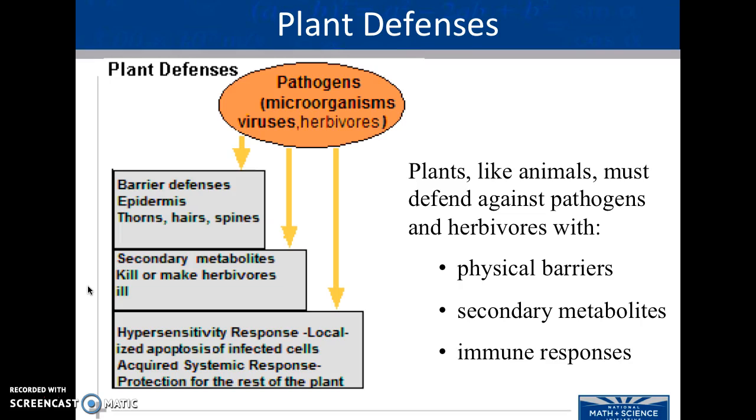And then they actually have an immune response, but it is localized apoptosis, which basically means that we're going to see cell death and withering on certain parts of the plants. This is why if there is a certain area of a plant that is totally brown, something probably happened to that area and it caused itself to die and shut off that part of the plant so that the disease didn't spread.